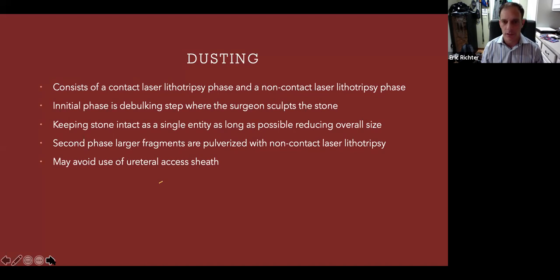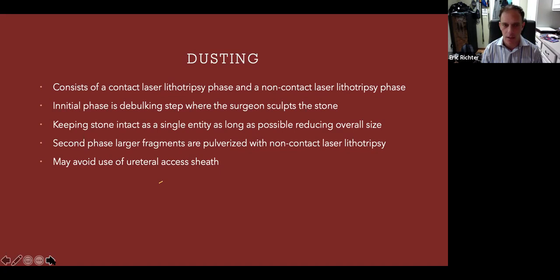And ideally you want to keep the stone as a single entity as long as possible. Because once you start getting the smaller stones, then it's hard to keep the laser fiber on top of it. So that's just a strategy to think about: sometimes going slowly to keep the stone as a single entity will actually save you time in the long run. And then the second phase is that popcorning, which we talked about earlier, that non-contact lithotripsy.